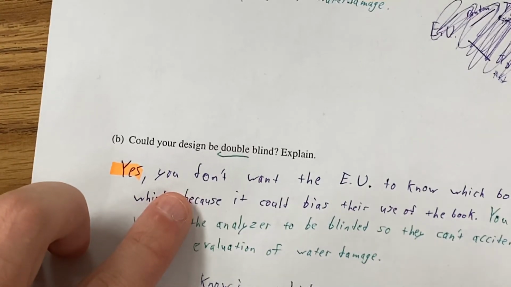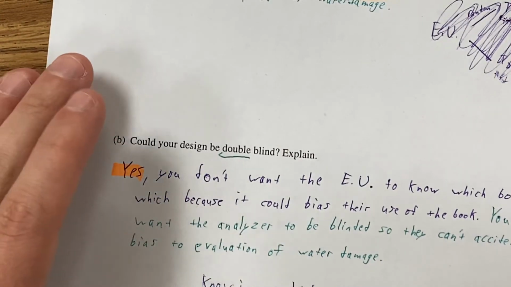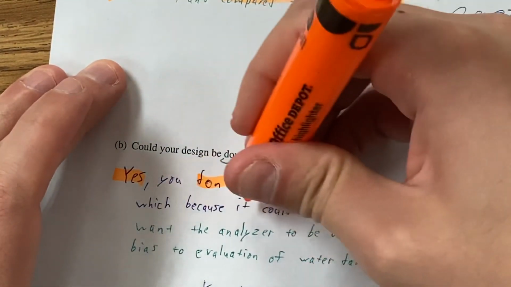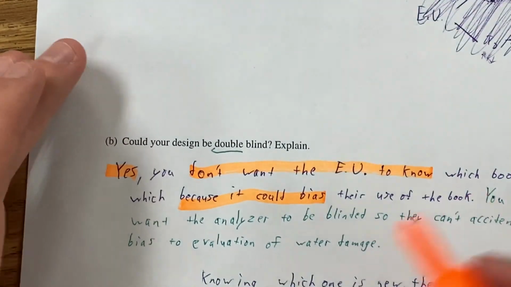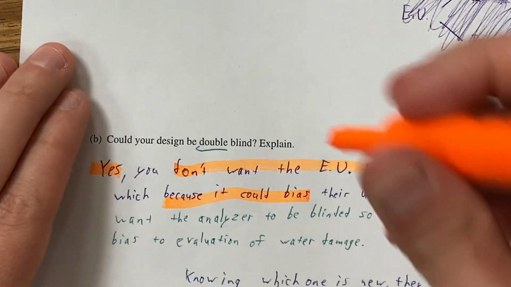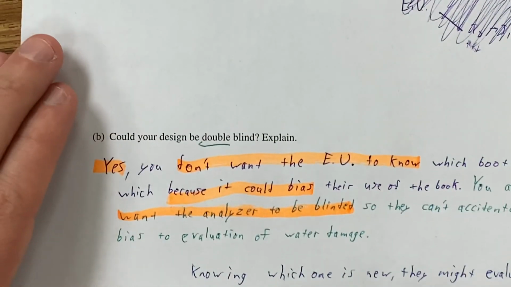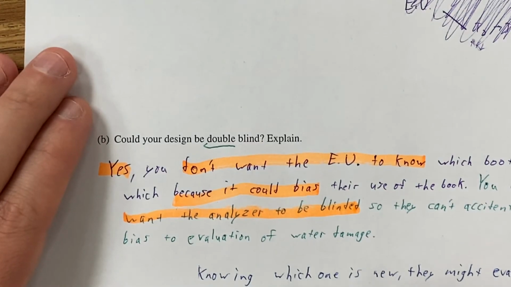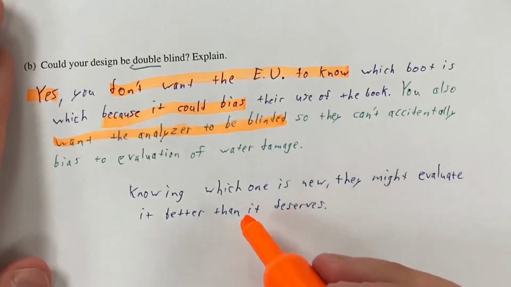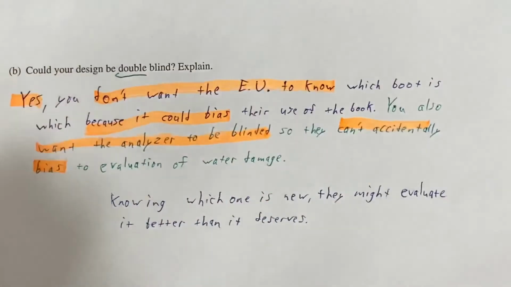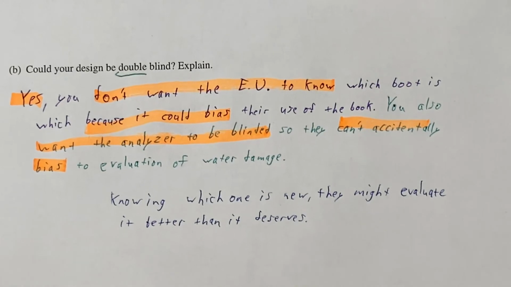You don't want the experimental units to know which boot it is because of bias, and then you say some way that it could be biased. Also you want the analyzer to be blinded, and then some reason, whatever reason. It could be the green reason, it could be the blue reason I did down here, but some kind of reason. Can't accidentally bias. Okay, that's it. Once you got those things down, you should be fine. Pretty sure there's not a back to this. There is not.